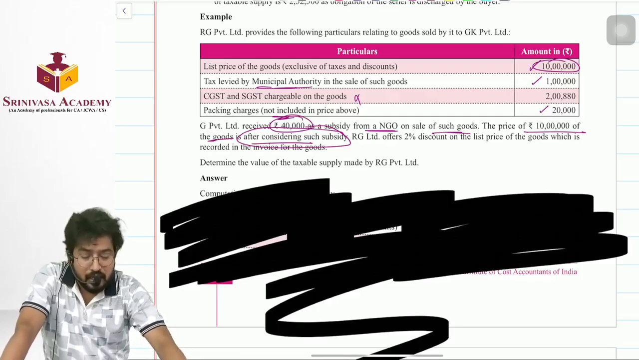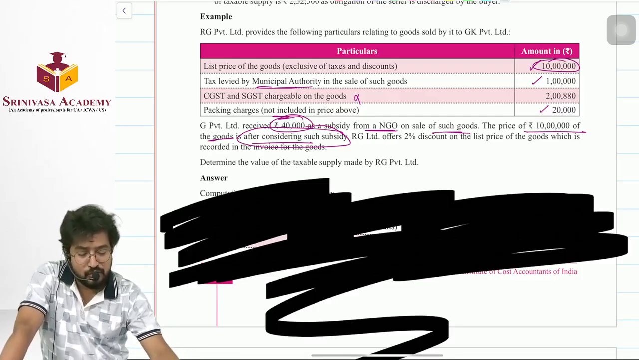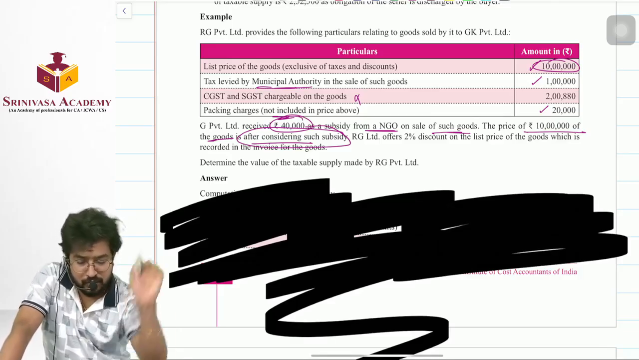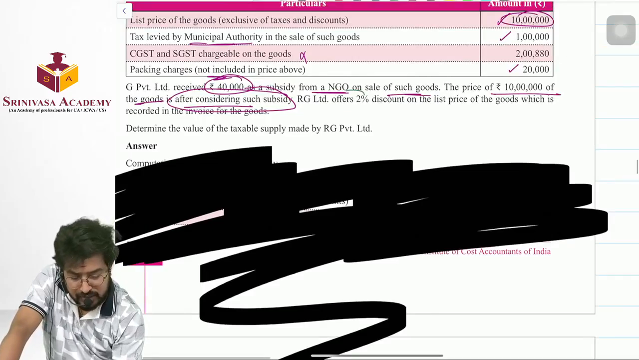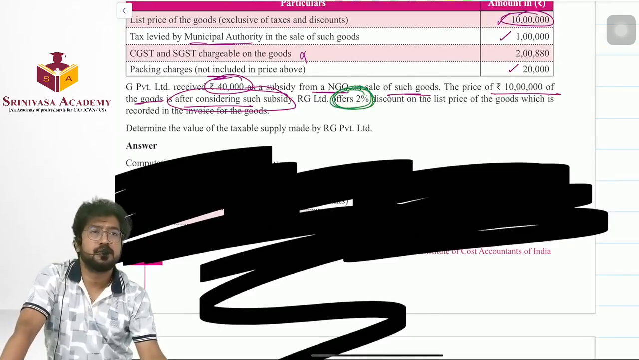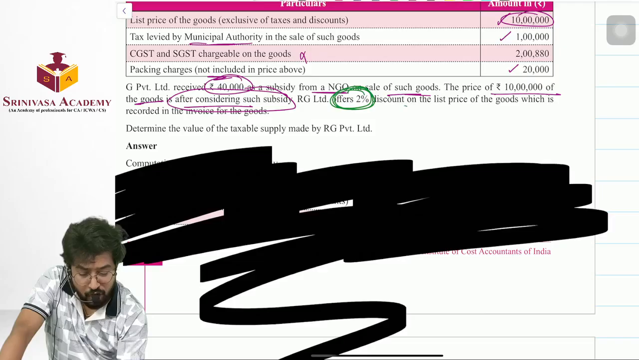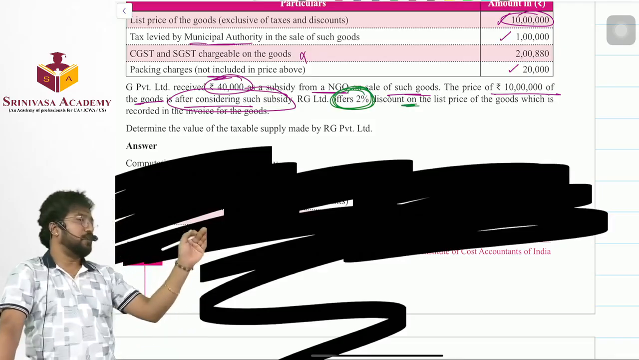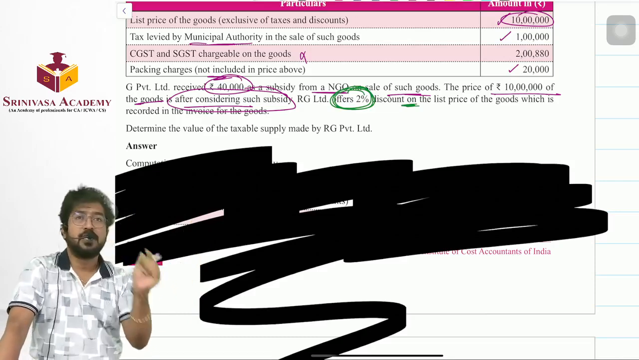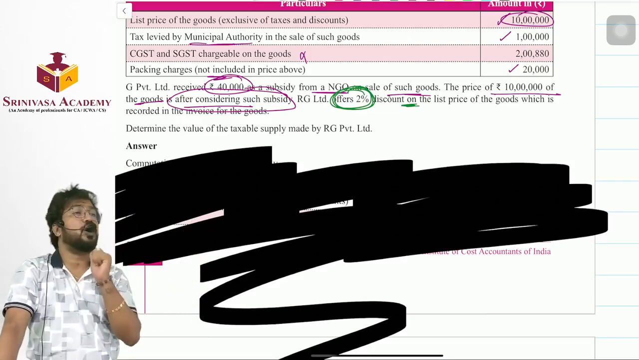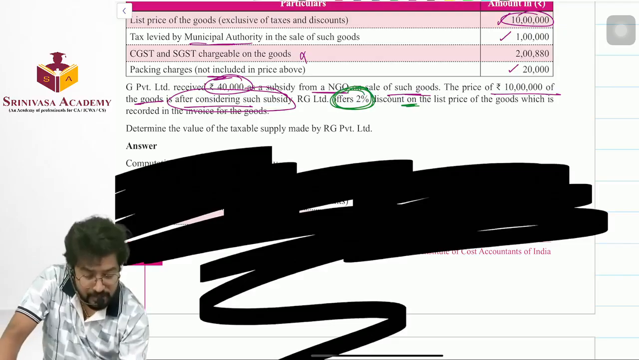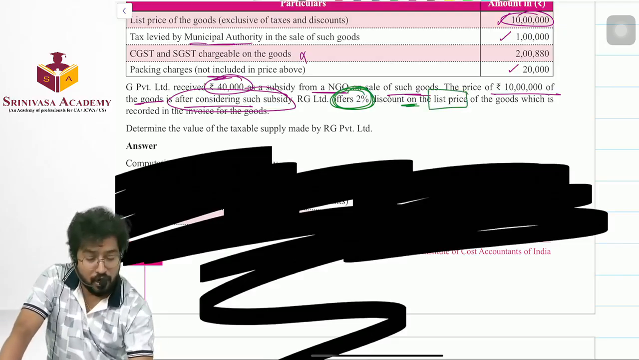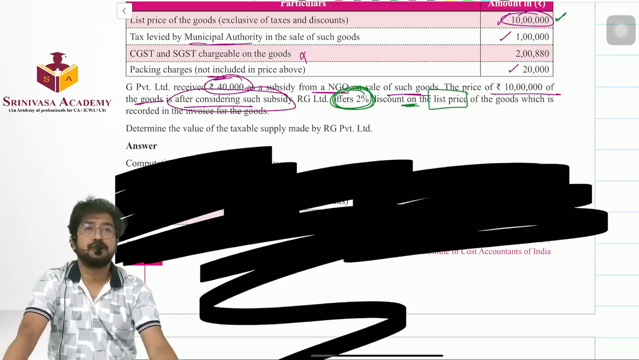And RG Limited provides 2% discount on... Listen. Look at the question, everyone. When you see this type of percentage, the important thing is, on what? Because interest 18% on what? Discount 2% on what is important? On list price. On 10 lakhs it is 2%.